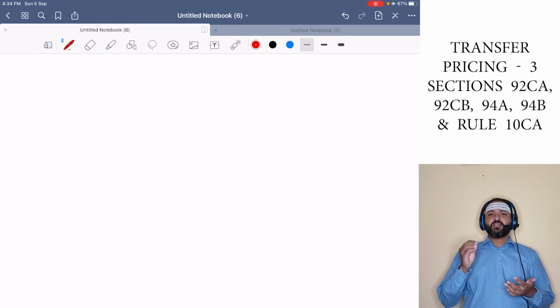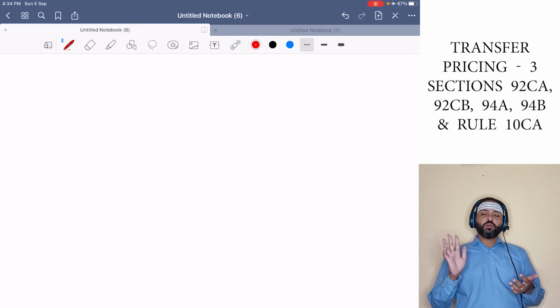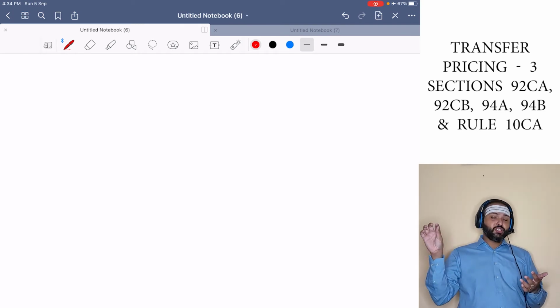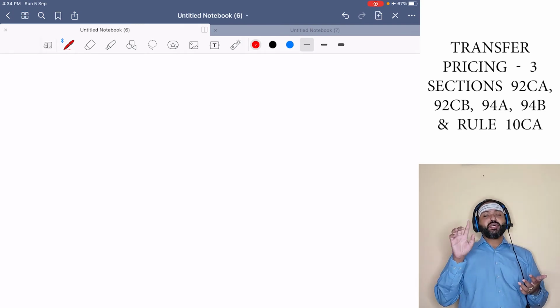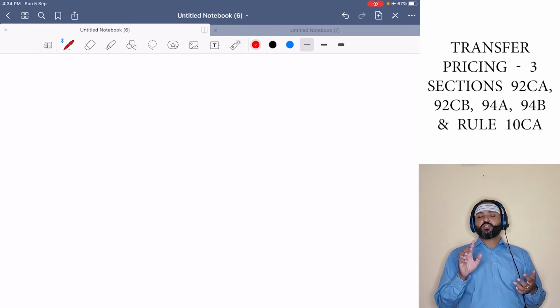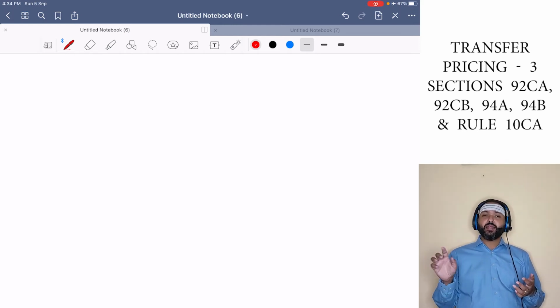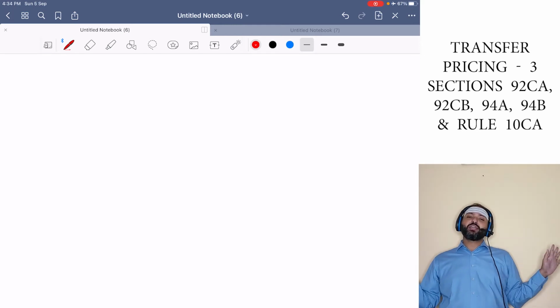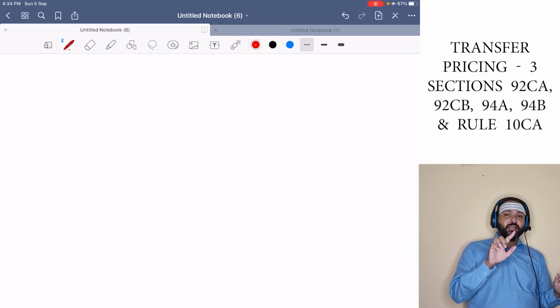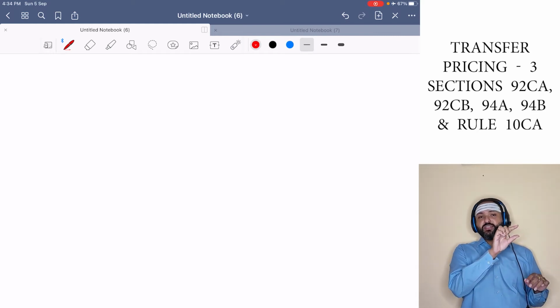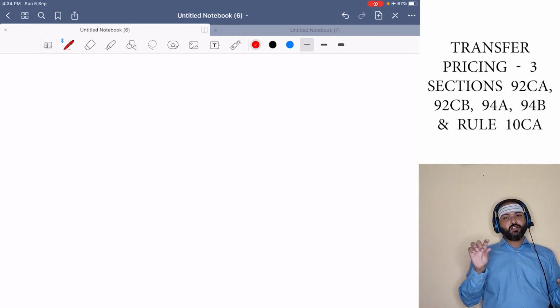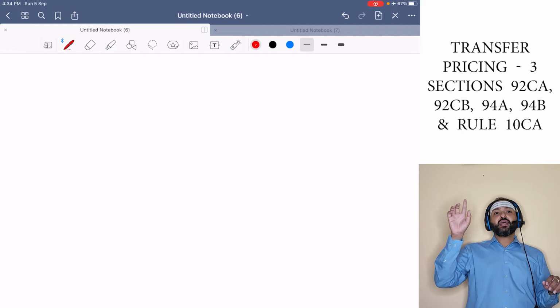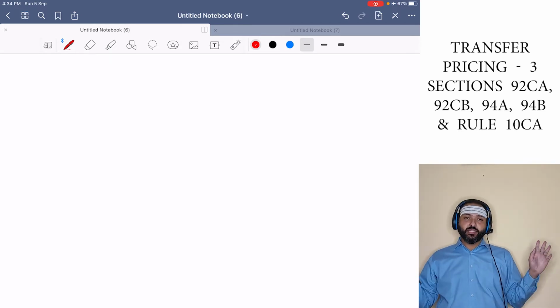If the arm's length price that you arrived at based on the average is, say for example, 102, and the transaction price is 100 plus or minus 3%, so 103 is the acceptable band, then 102 is also accepted, therefore 100 itself will become the arm's length price. If your arm's length price determined is within the band of this 3% of the transaction price, then the transaction price itself will become the arm's length price.